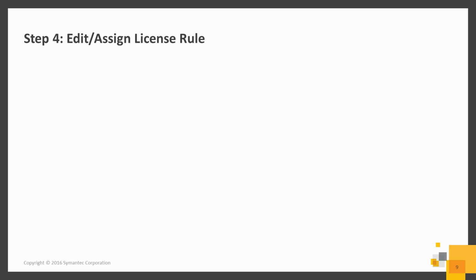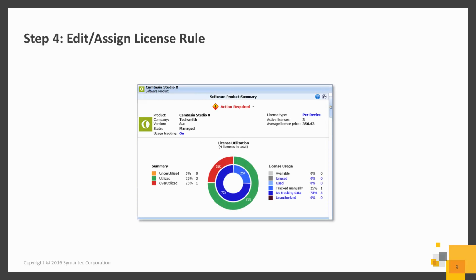You can edit the license rule while creating the software license or by editing the existing software license resource. Every license rule provides a set of configurable parameters that help to calculate the license consumption. The license rule can be created by selecting the link under the license type in the Software Product Summary view of a software product.